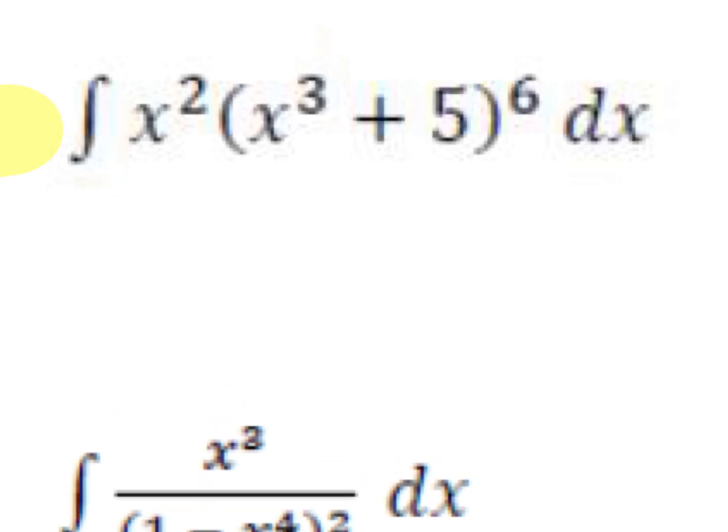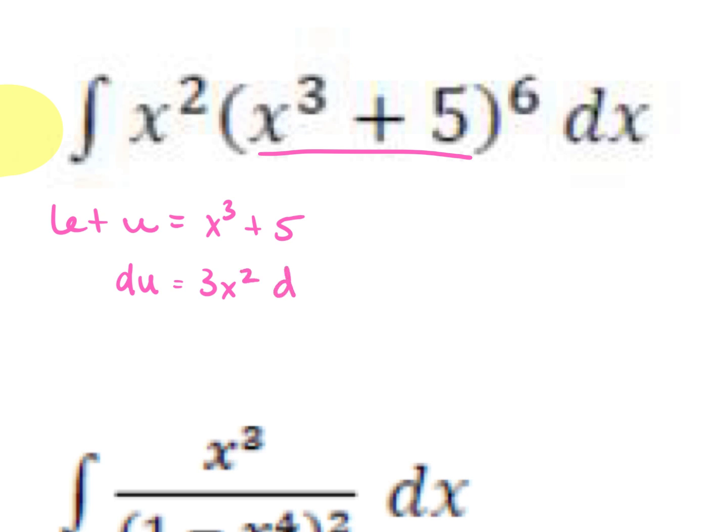For our integral question here, if we were to expand our binomial, if we were to do 3x cubed plus 5 to the 6th power, we'd be here all day. So we want to see if we can find a pattern. If I make whatever's in my parentheses u, let's see if I have the du for it. So let's let u equal x cubed plus 5. So du would be 3x squared dx.